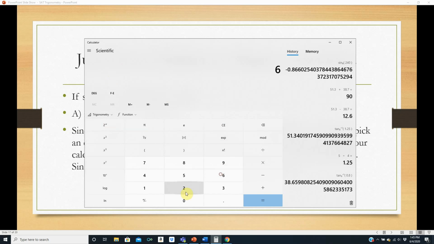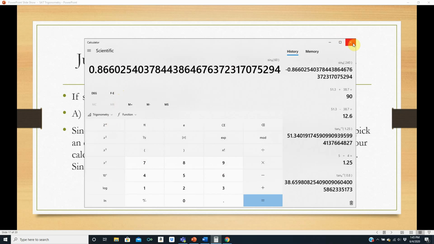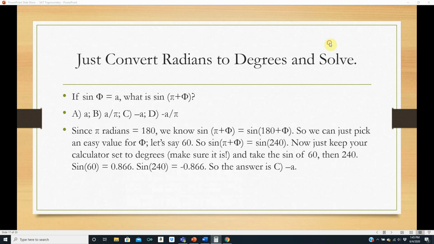And so let's take 60, since 60 is our value for a. What do we get when we take sine of that? It's positive 0.866. Okay, so we know that that's minus a. So minus a is answer choice C. And here we go. Sine of 60 is 0.866. Sine of 240 is minus 0.866. So the answer is C, minus a.